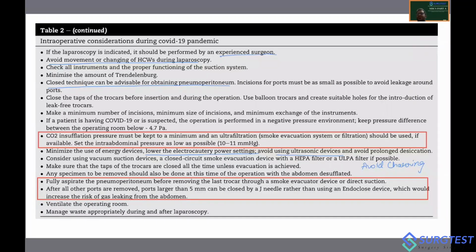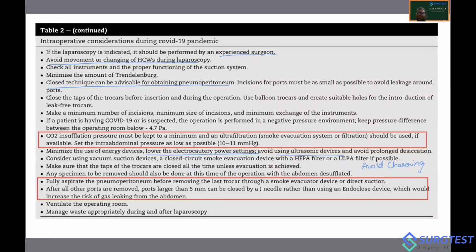The ideal intra-abdominal pressure is 10 to 11 millimeters of Hg. Below that, it also becomes difficult to operate. Minimize the use of energy devices. Lower the electrocautery power settings. Make sure you don't char tissues.